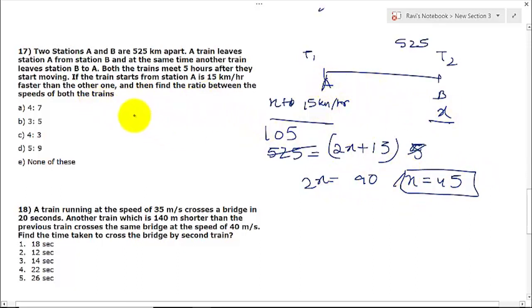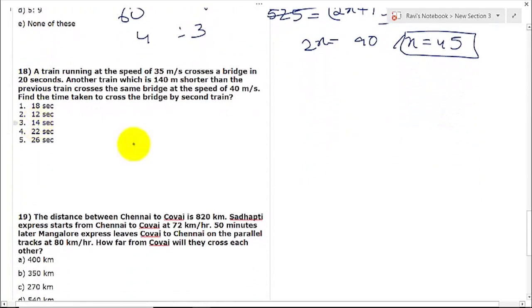Okay, find the ratio between the speed of both the trains. So ratio will be how much? A is to B. Let us take the bigger one first. 45 plus 15 will be how much? 60. B will be how much? 45, 60 to 45 divided by 15, 4 times, 3 times, and answer would be 17c. Let us go to question number 18.